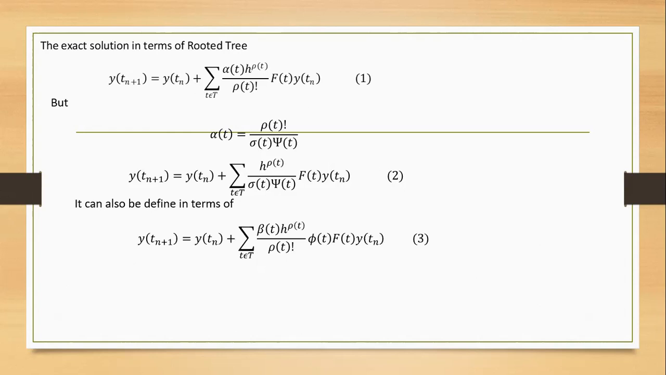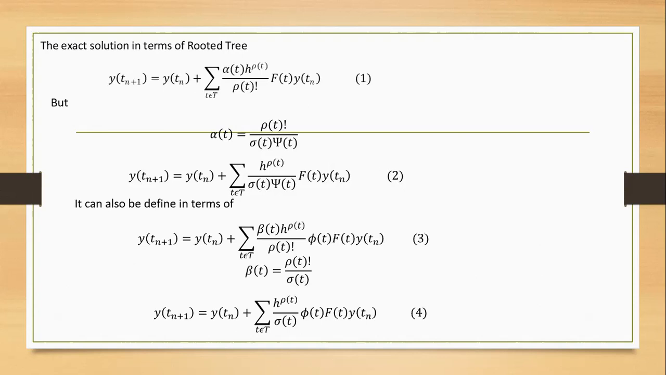The same thing, I can also define it in terms of the unordered set. The one I defined above is the ordered set. I can also define it in terms of the unordered set. If I define it in terms of the unordered set, I'm going to have this. Then we now know that the unordered set beta is equal to the order of the tree divided by the symmetry of the tree. If I substitute it, I'm going to have this.